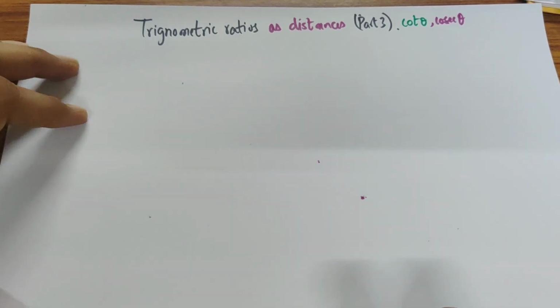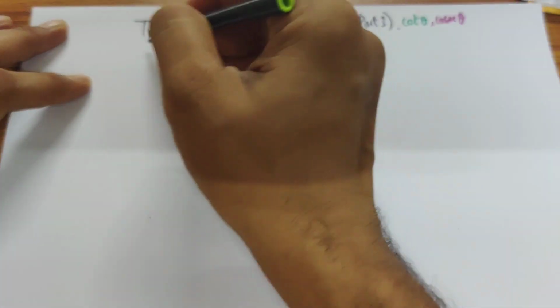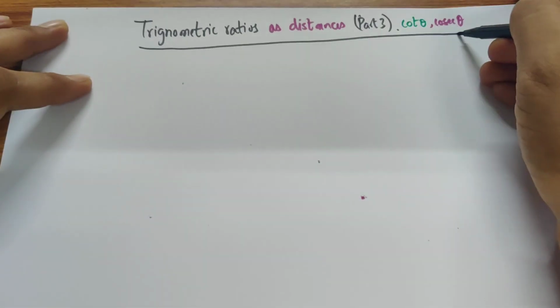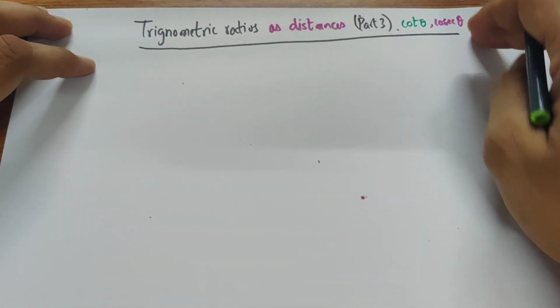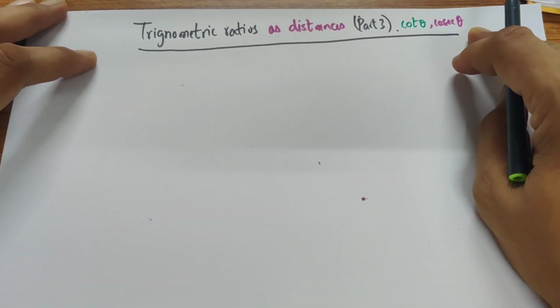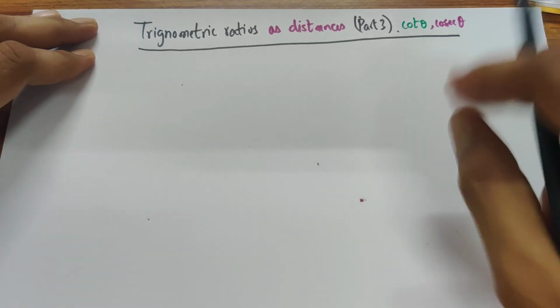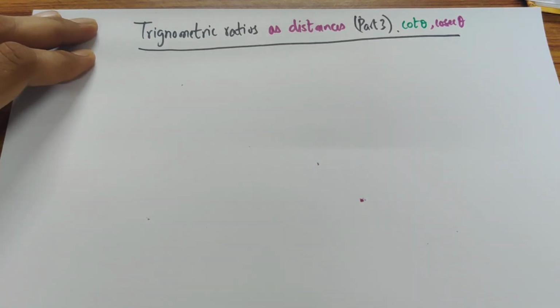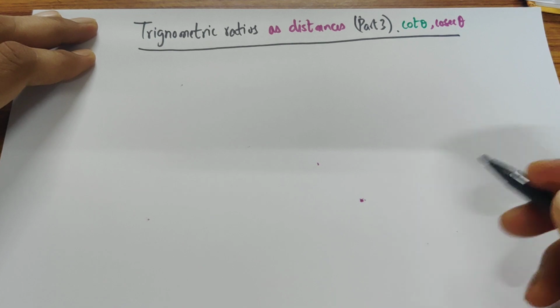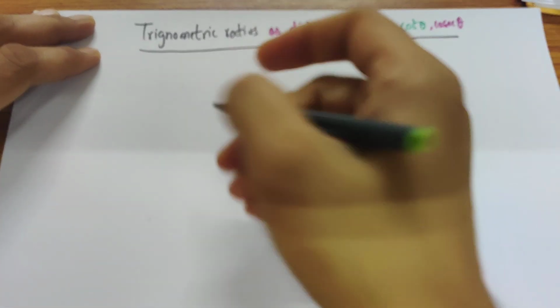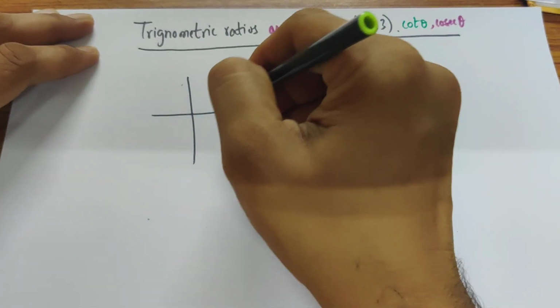Okay, so in the concluding video, we look at trigonometric identities as distances. In this video, we'll look at cot theta and cosecant theta. You can look at the other two videos for sine, cos in the first part and tan and secant in the second. It will give you an idea where we are going. So again, the same unit circle.